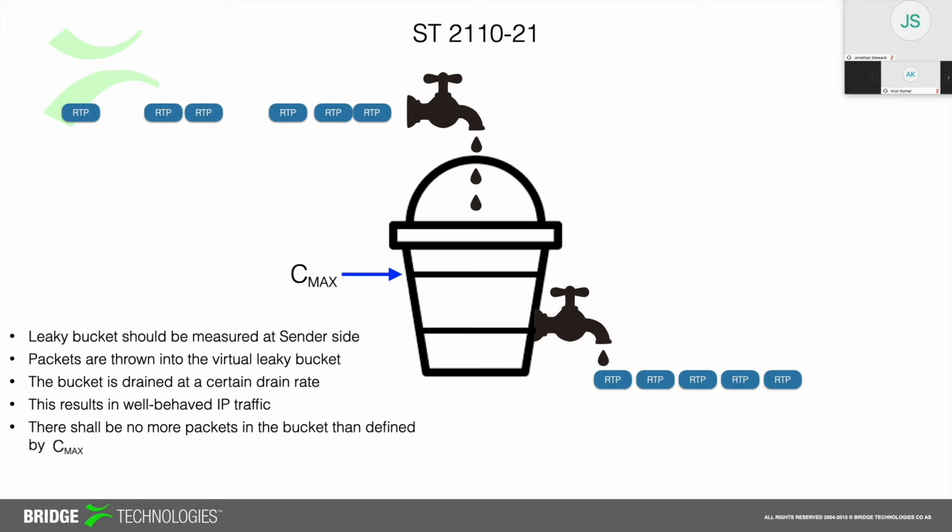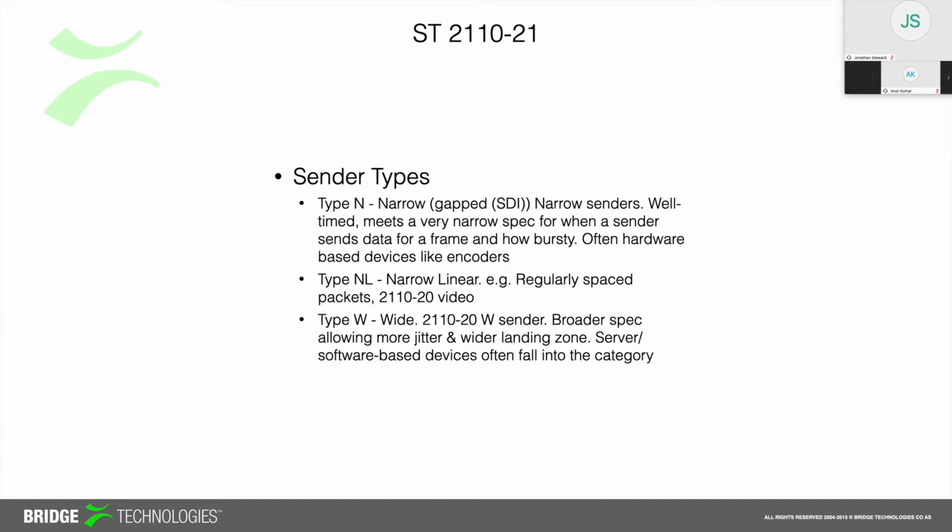The reason I'm showing you this is because we have in the VB440 recently added these parameters. We're measuring these parameters in the VB440, and we can display them on a graph. So there are three different sender types defined. A narrow type, so we have gapped, which is the word I was struggling for earlier.